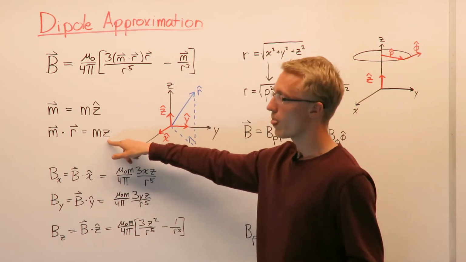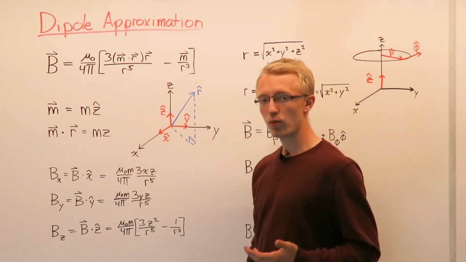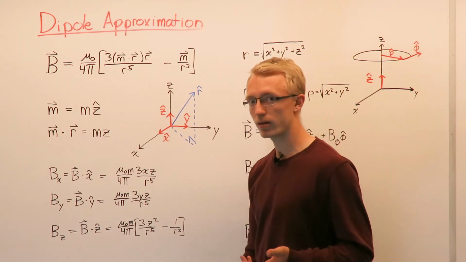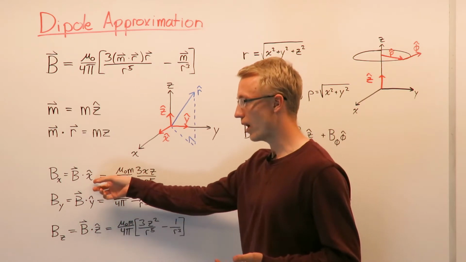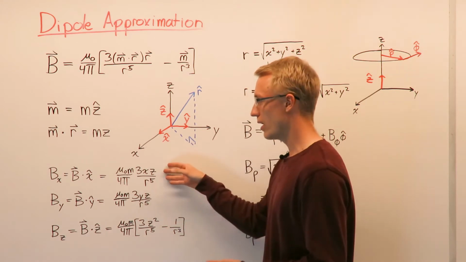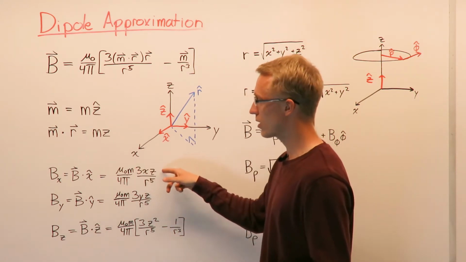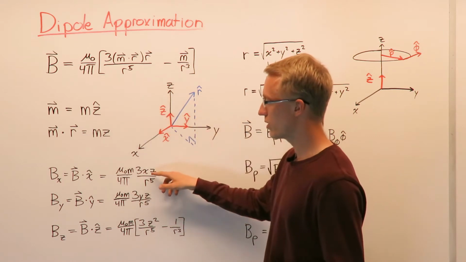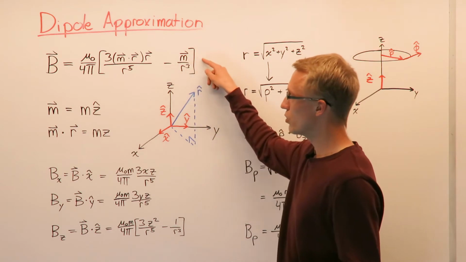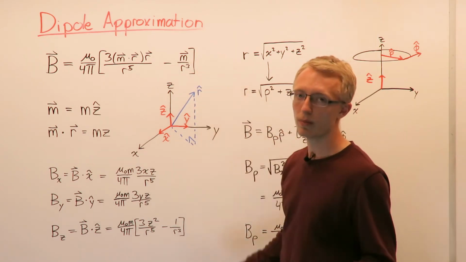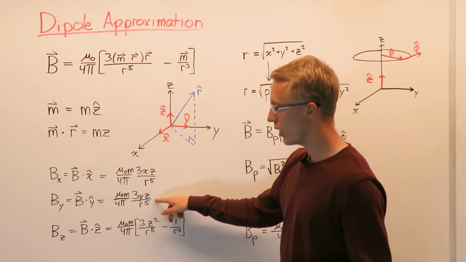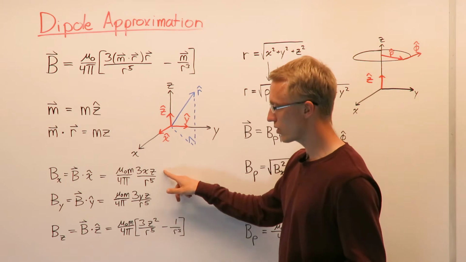We want to find the x, y, and z components of our magnetic field, and to do that, we take the dot product of our B vector and the x hat, y hat, and z hat components. For the x component, you can see the mz that comes from the m dot r, as well as an x term that comes from x hat dot r. The m over r cubed term drops off because m is perpendicular to the x-axis. The same is true for the y term, but this time, instead of x, we have a y.